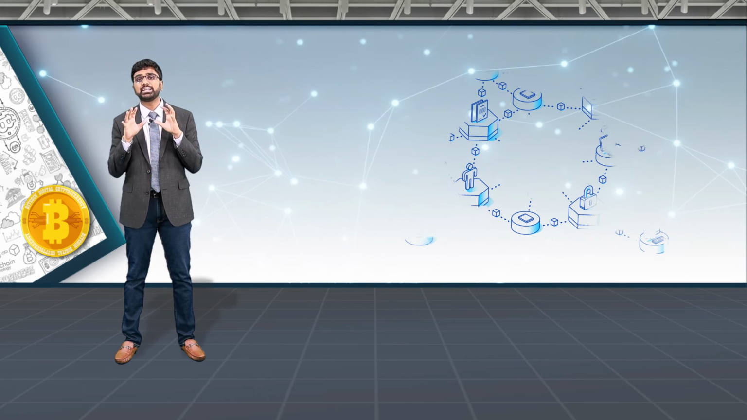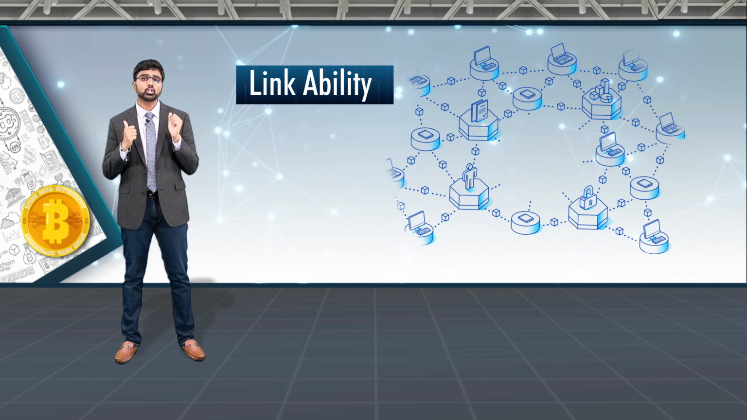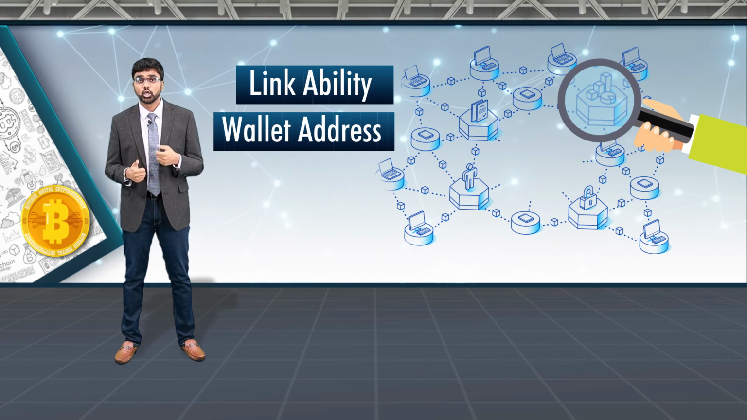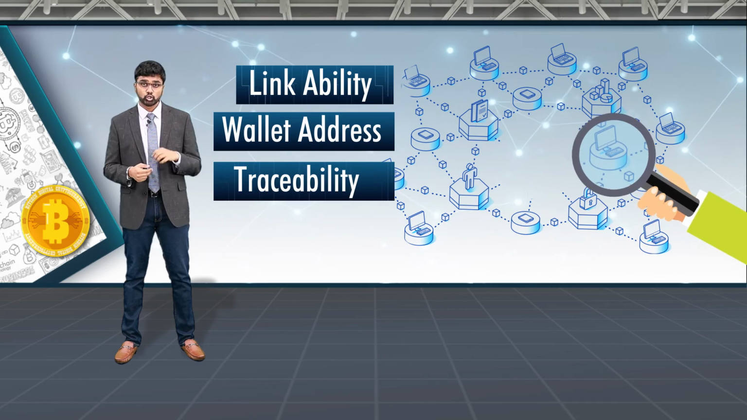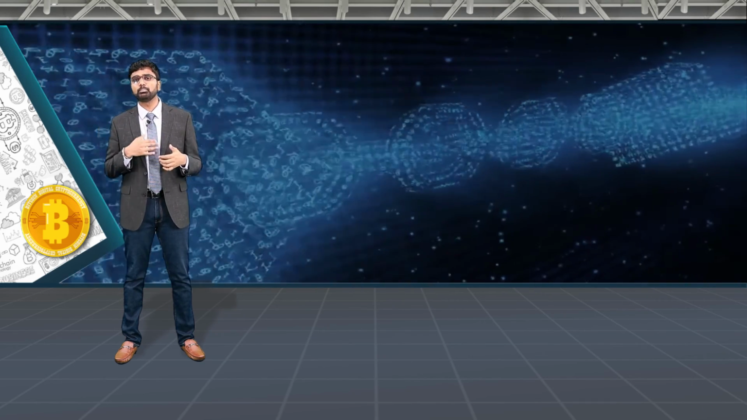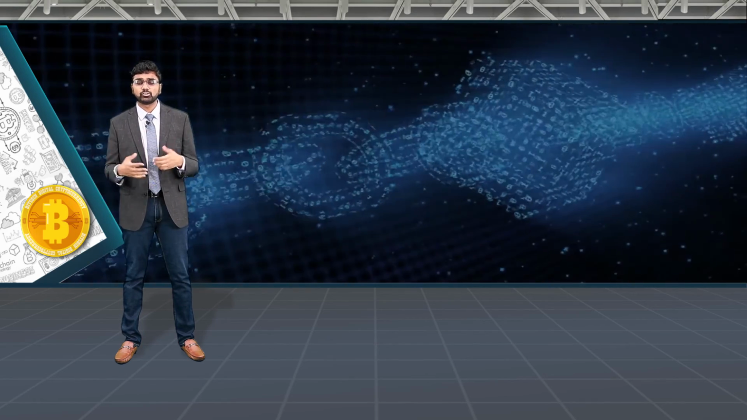So with blockchain analytics, you can perform linkability. You can link a blockchain wallet address to a real world entity. You can perform traceability. You can trace the entire flow of funds. And more importantly, you can perform behavior-based analysis through signature-based monitoring, pattern recognition, etc.